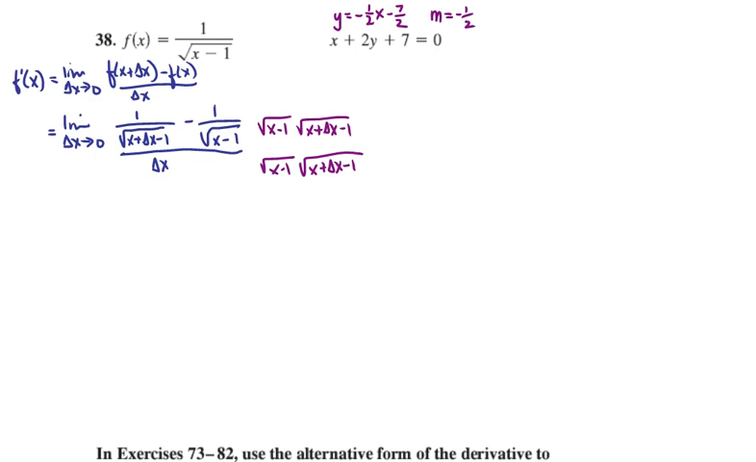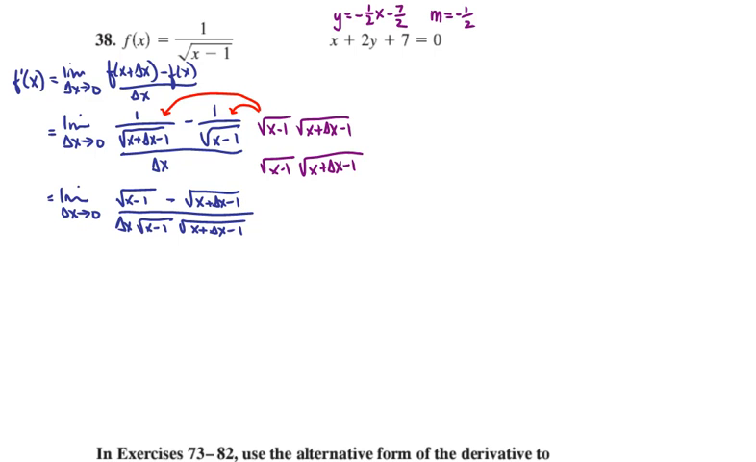And so in the numerator, we need to distribute that to both terms. And when we do that, we have the limit as delta x approaches 0. The first term simplifies to square root of x minus 1, then minus, and the second term simplifies to square root of x plus delta x minus 1. And that's all over delta x times square root of x minus 1 times square root of x plus delta x minus 1. Now we're ready to apply the conjugate method to simplify the numerator.